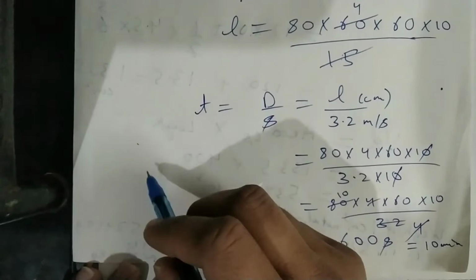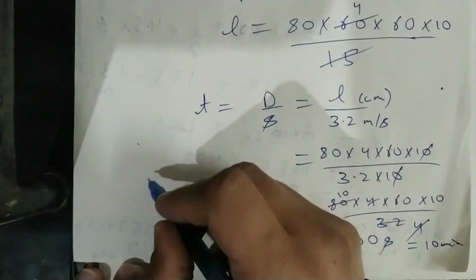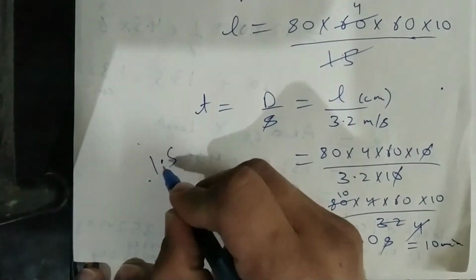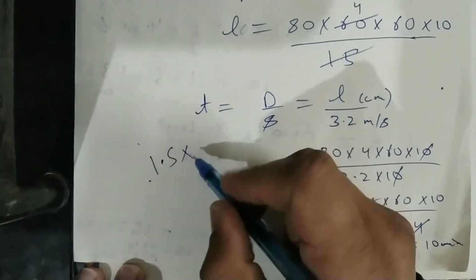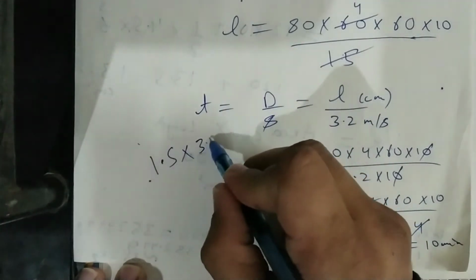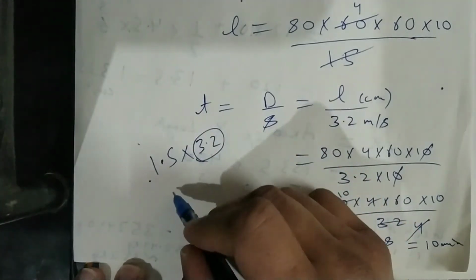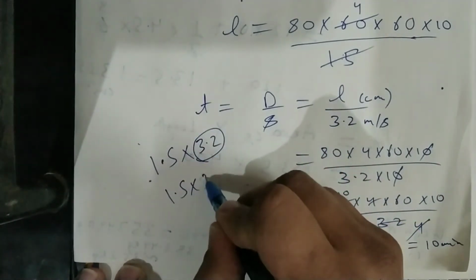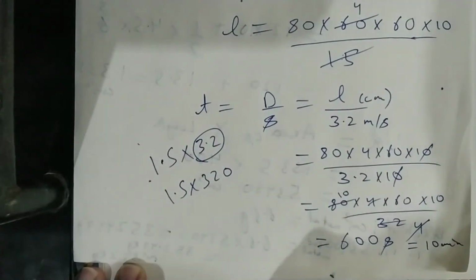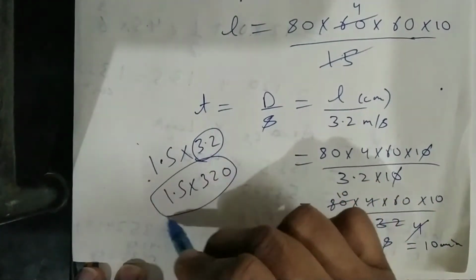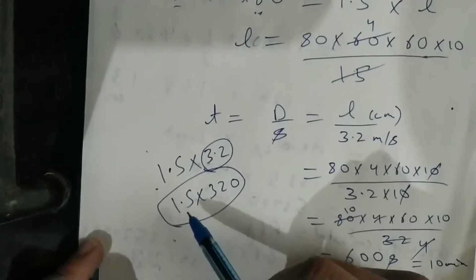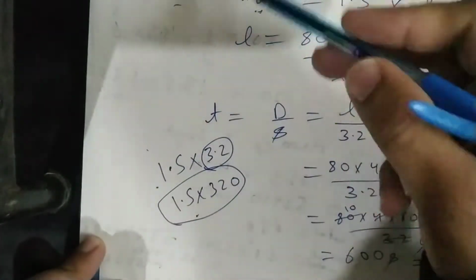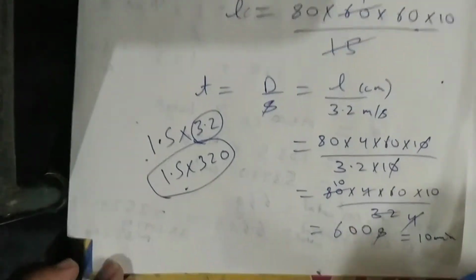Capacity divided by volume in 1 second. Volume in 1 second means this is the cross section multiplied by water delivered in 1 second, that is 3.2 meter. First change into centimeters, that is 320 centimeter per second. Divide this by this term. This is capacity, this is water delivered in 1 second. On dividing, you will also find your answer.